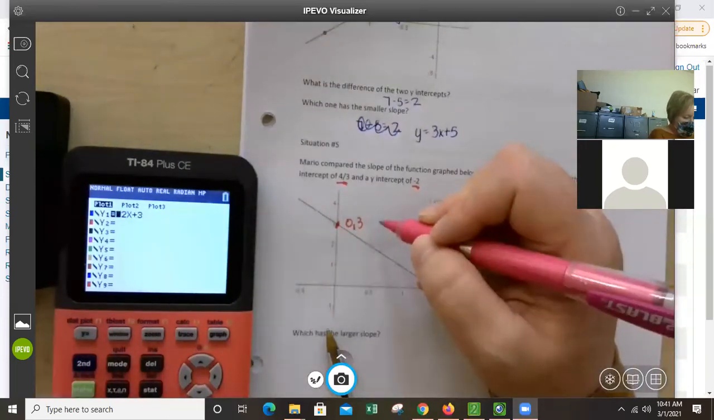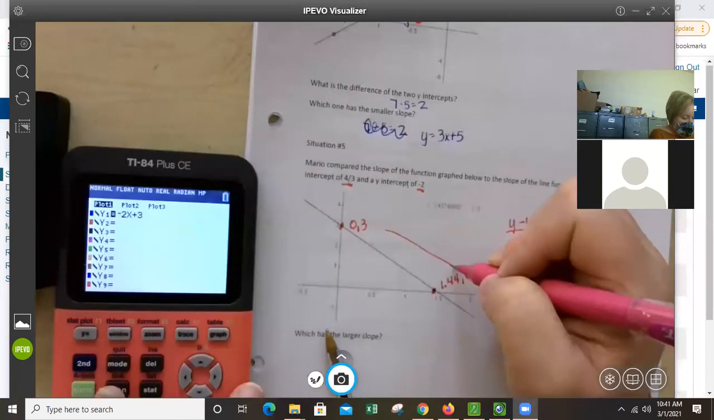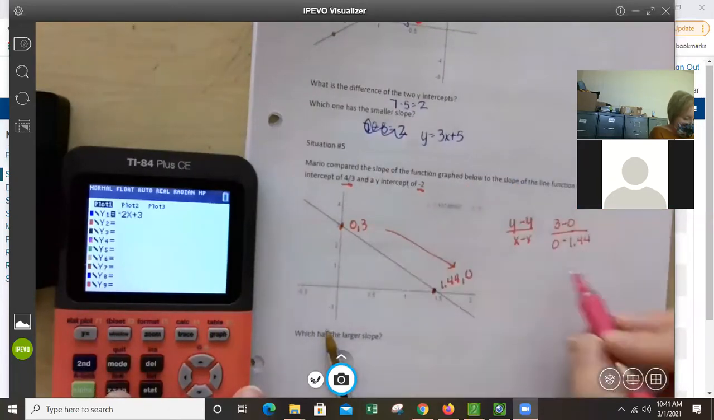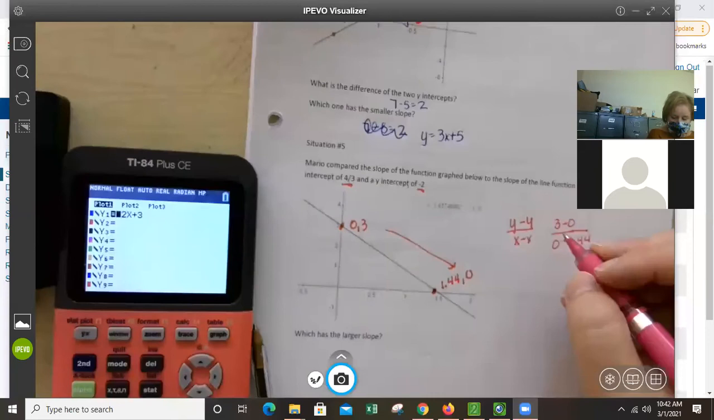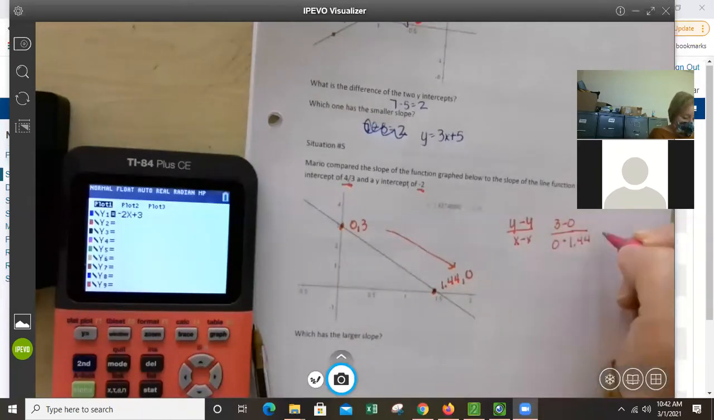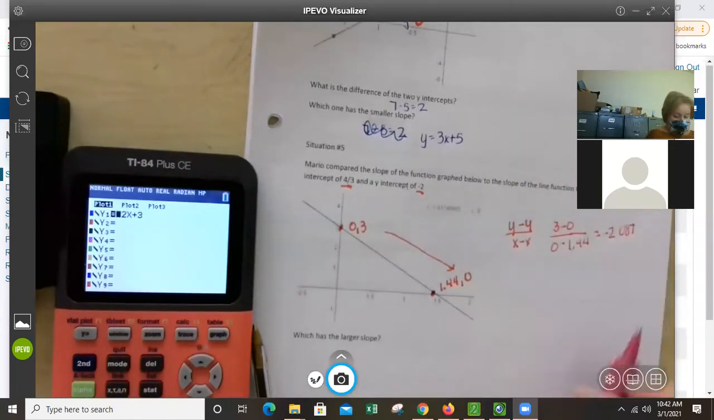Well, I went this way. I went 3 minus 0 to find the slope, and then I did 0 minus, I just went a little backwards. She goes the other way, I go a different way. You understand what I'm doing? It's giving us 2 points, and from those 2 points, we've got to find the slope, okay? So that equals negative 2.087.